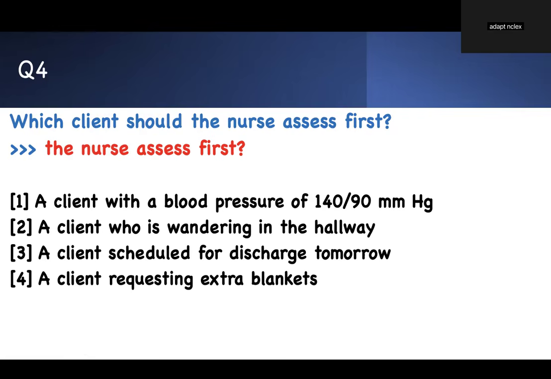Patient wandering in the hallway, safety first. Get him somewhere. Is he confused? There's a risk of fall. I don't tell you anything about an old patient; he should not be wandering in the hallway. Therefore, number 2 is the right answer.